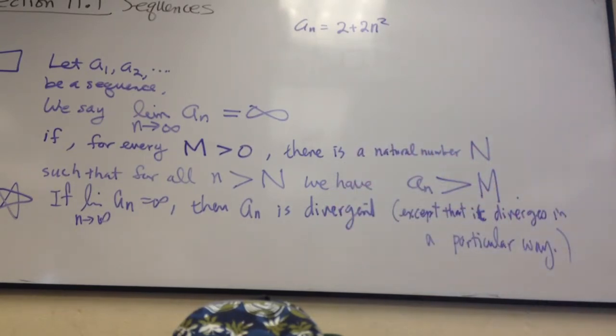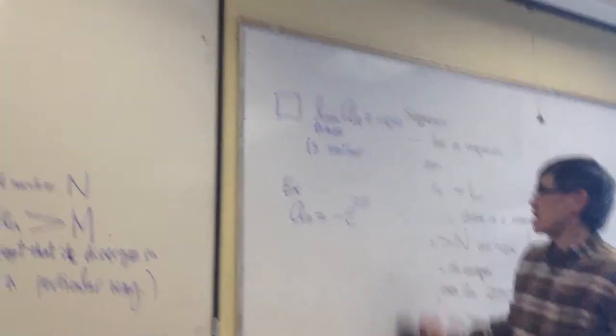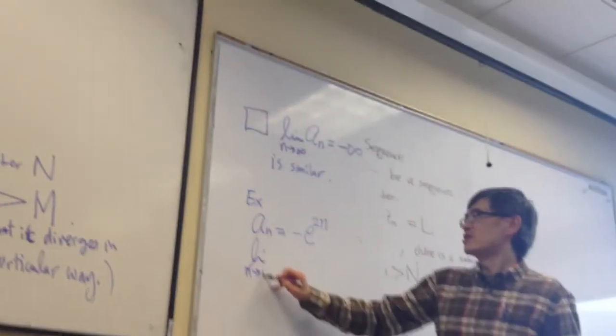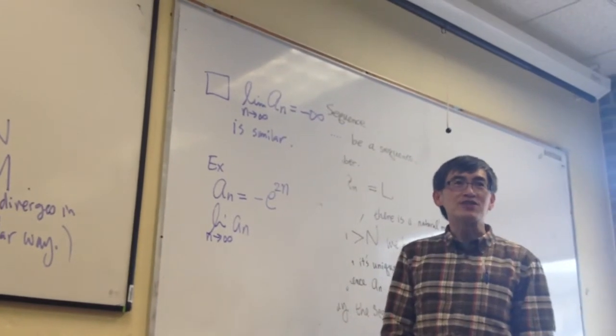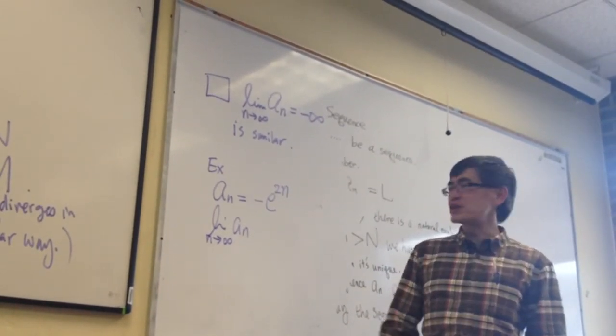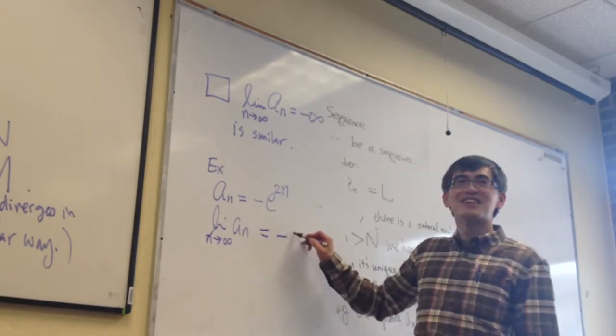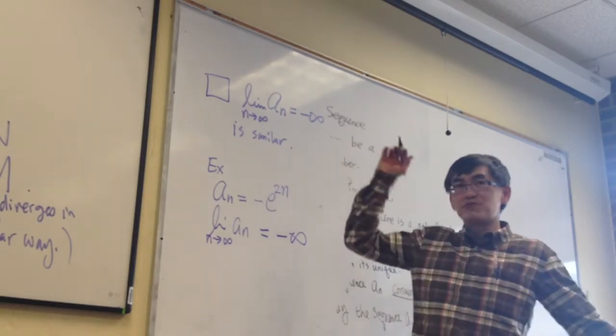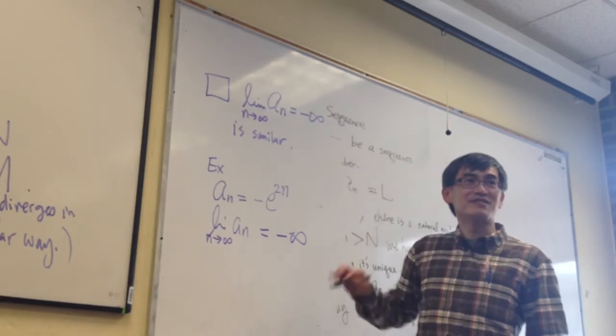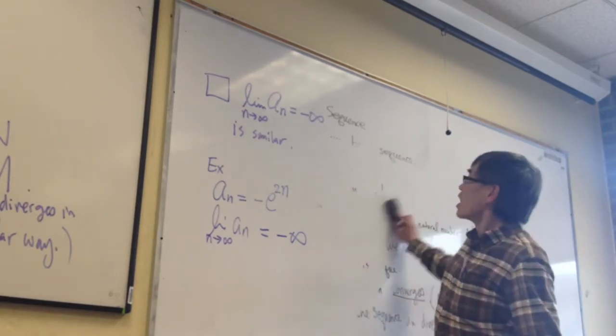And if I have, say, here's a simple example. a_n is equal to negative e to the 2n. Then what can you say about this one? Does a_n converge? No, it diverges. But it diverges in a nice way. It diverges to what? Make sense? Yeah, because this can be as big as possible, negative, but as negative as possible, once we get past a certain point.